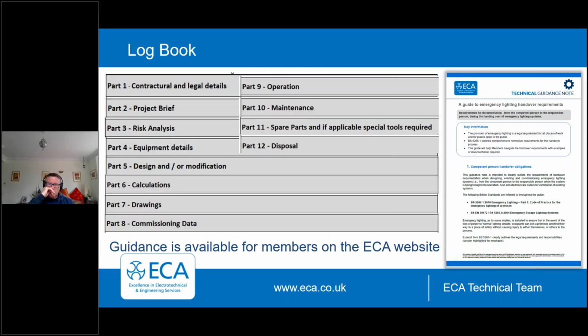Now, again, within that guidance document that I referred to a second ago, there is information about what should be provided within the logbook. And you might be surprised what is required to be in there. There's lots of information. Now, some of this will be more onerous than others because, of course, it comes back to how big the system is, the detail of the system. But these are the sort of things that we need to consider when we're entering detail. And I won't obviously cover all those. There's 12 parts there. The information is listed in our guidance notes, but you may be surprised. Calculations, drawings, commissioning data, equipment details, etc., all required to be in the logbook.